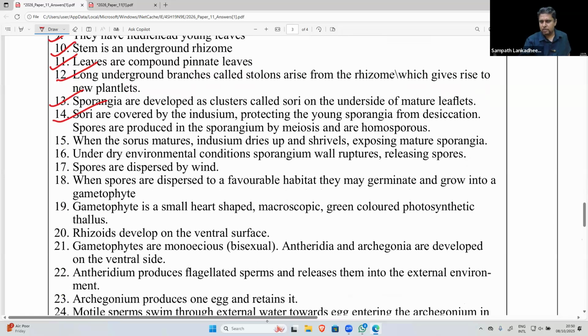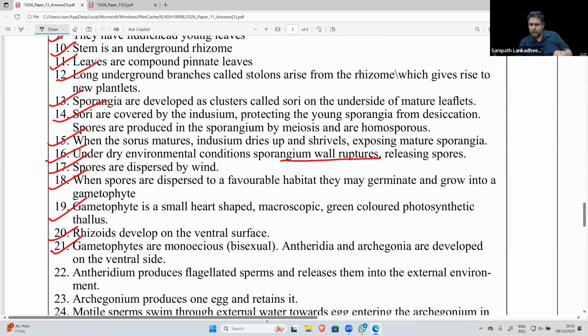The sori are covered by indusium. When the sorus matures, the indusium dries, exposing the sporangia under dry environmental conditions. The sporangium wall ruptures and releases spores. Spores are dispersed by wind. When the spores land on a favorable habitat, they germinate. The gametophyte is small and heart-shaped. Rhizoids develop on the ventral surface. Gametophytes are monoecious. Antheridium produces flagellated sperms.